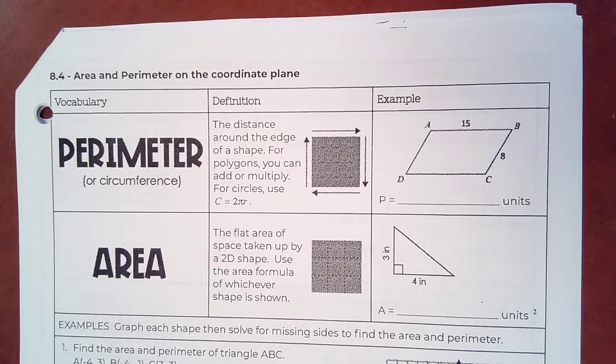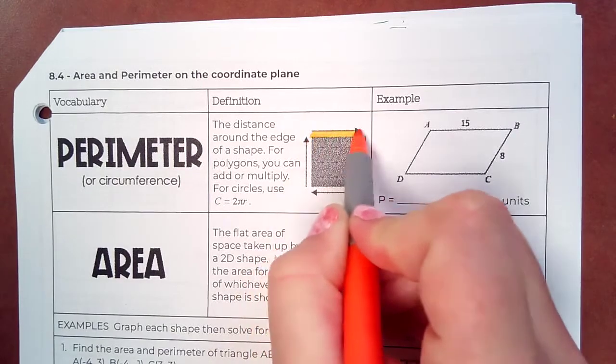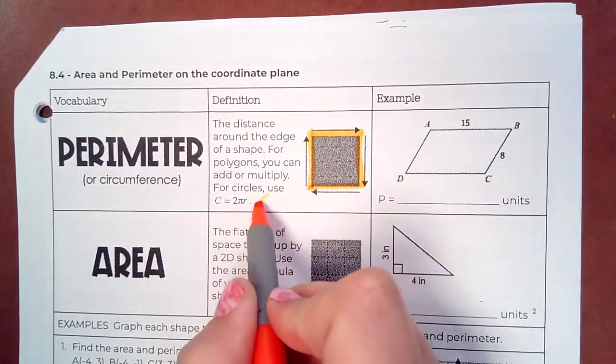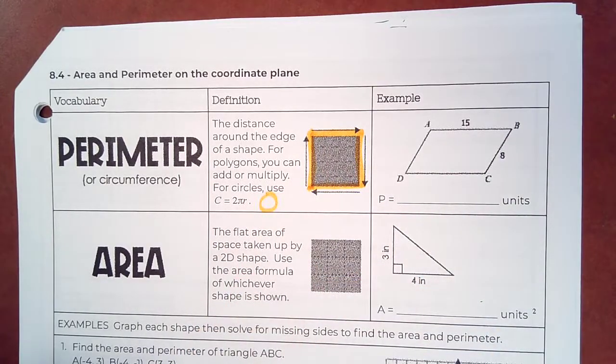Okay, day 4, area and perimeter on the coordinate plane. So this is going to be quite a bit of review. We're just looking at it in a different light because our figure is on the coordinate plane. So perimeter or circumference is the distance around the edge of a shape. So the perimeter would be me adding up all of the sides. Or for a circle, all the way around a circle.